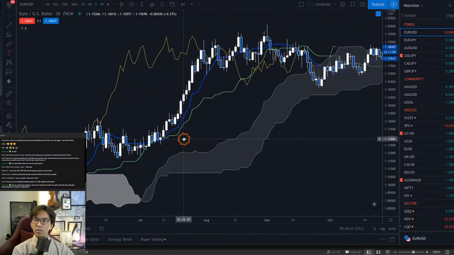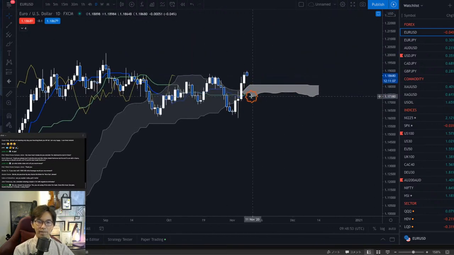But right now, what's happening is, once again, the Tenkan Sen, Kijun Sen gold cross is not happening yet, so we better not take trades on this one. I mean, we can expect the market to go up, but it's better to stay away, in my opinion.